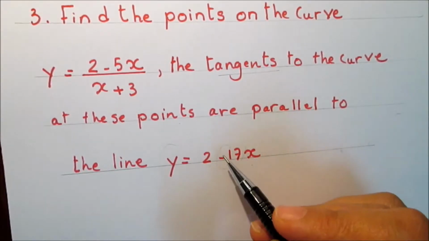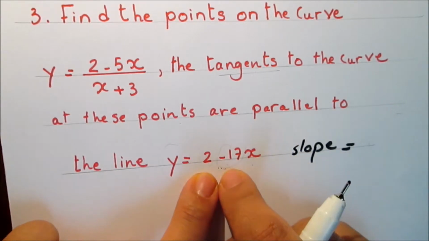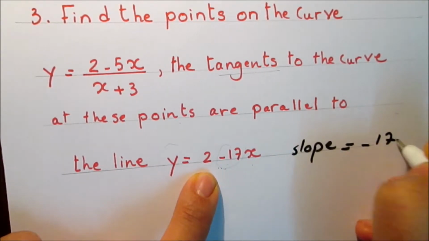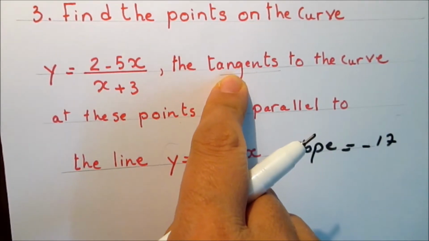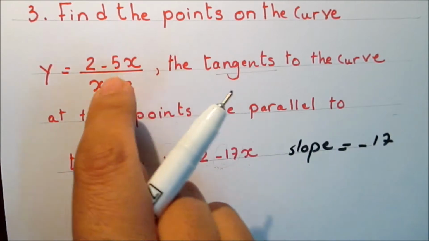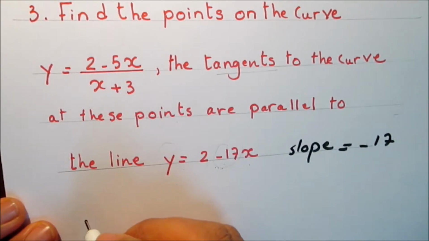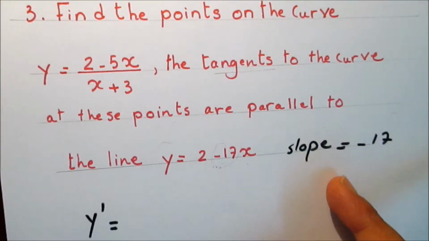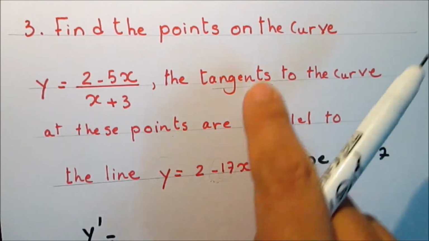Parallel lines have the same slope. The slope of this line equals the coefficient of x, so the slope is negative 17. This is equal to the slope of the tangents to the given curve. The slope is represented by the first derivative at the required points. So let's find the first derivative of the given curve, write an equation and solve to find the required points.